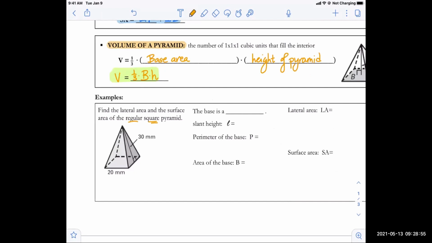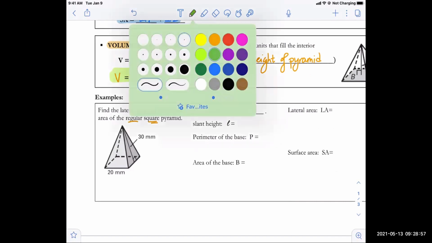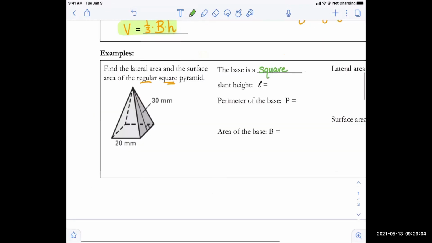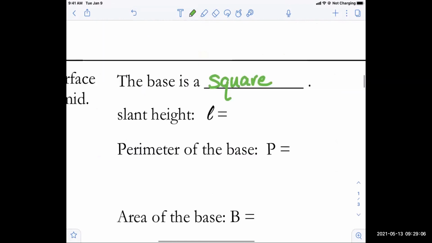Okay, the base of that is what? A square. Okay, slant height. So we have the slant height, we have it. What is it? 30.